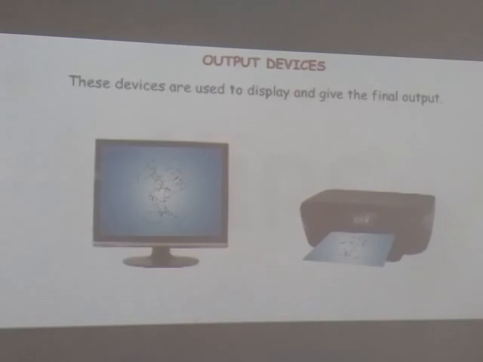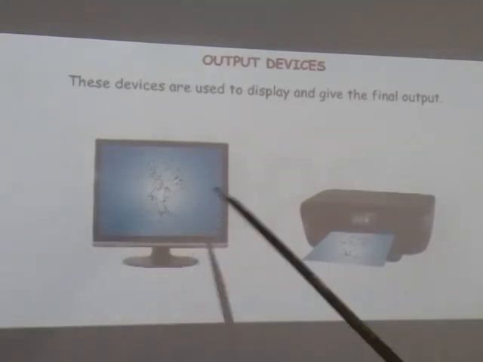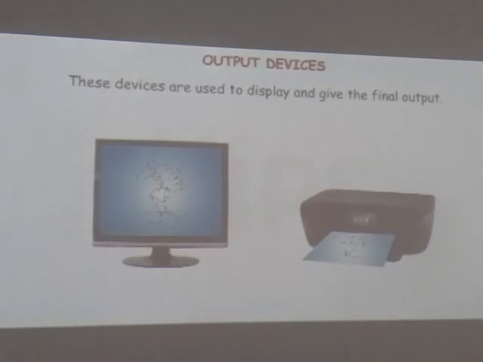So now what is an output device? Those devices which are used to display and give the final output. How did we get the result of 2 plus 6 equals 8? That 8, where can you see it? Over your monitor, correct? So that monitor is your output device. Clear? Where you will get your final output, that device is known as your output device.